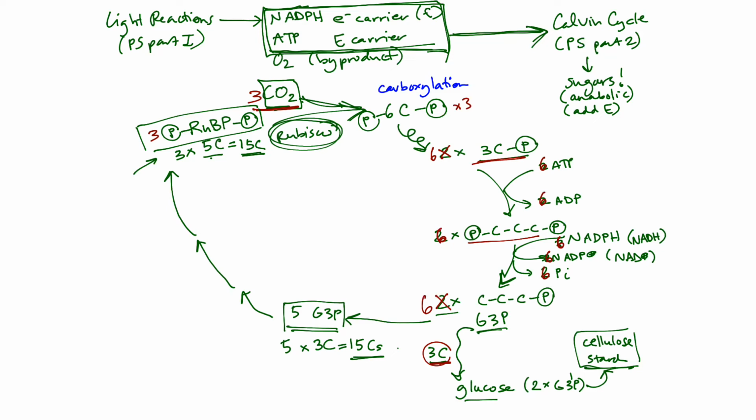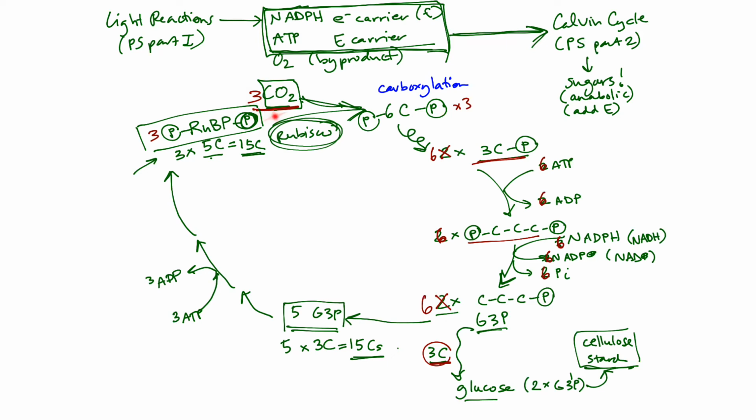And in doing that, we're going to use 3 molecules of ATP and release 3 molecules of ADP. And those phosphate groups are up here on RuBP. So that's our Calvin cycle. Let's walk through it one more time.